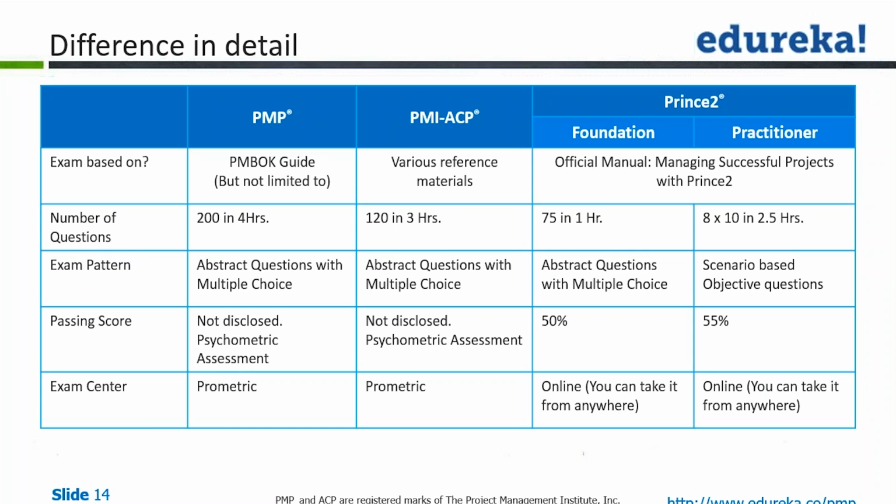Passing scores for PMP and PMI-ACP are not disclosed because PMI treats it more like a psychometric assessment. You will be getting different questions, and it may also happen that the questions get repeated with minor changes, minor differences in that.